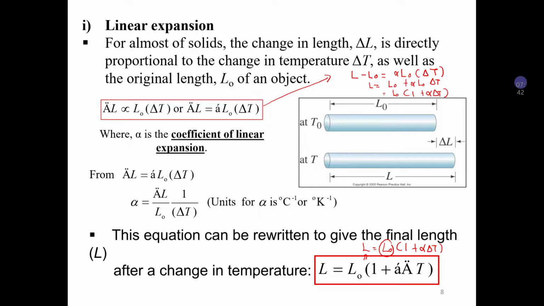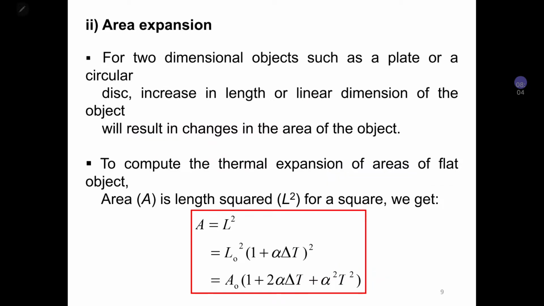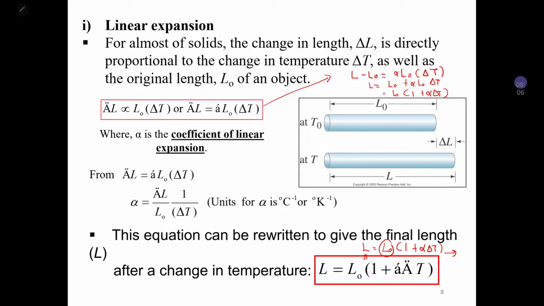The unit for alpha is per degree Celsius. So this is the final length, or the new length, of a material after the change in temperature. I think this equation is something you can understand, right?